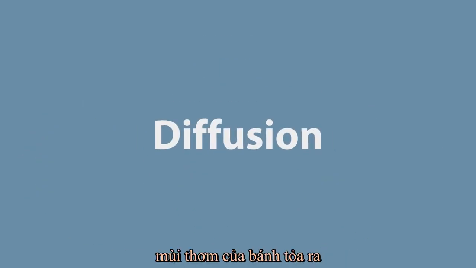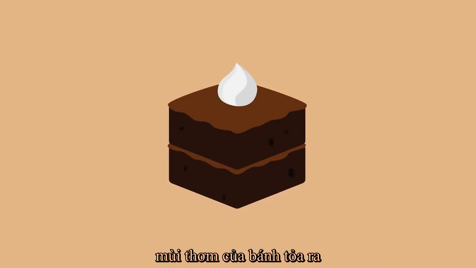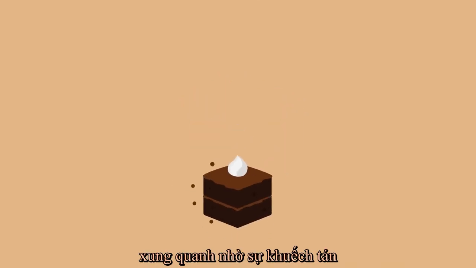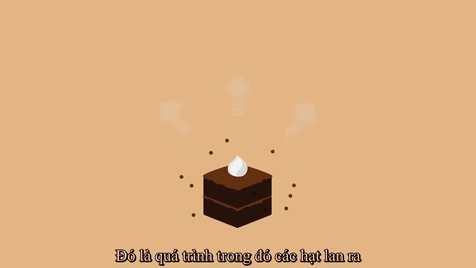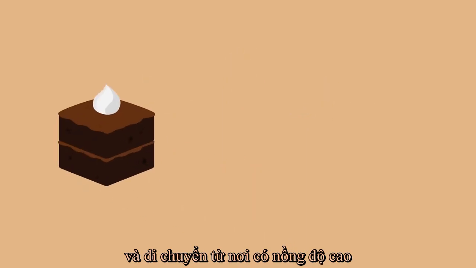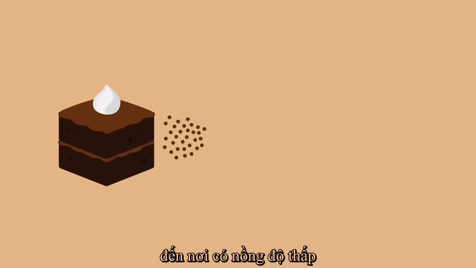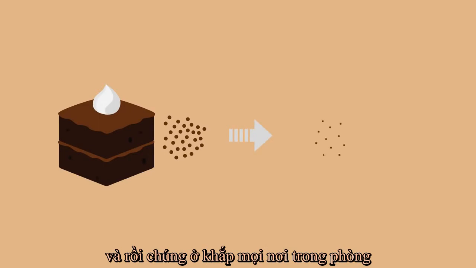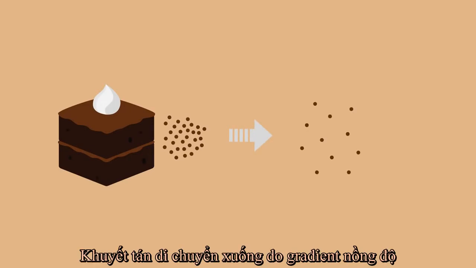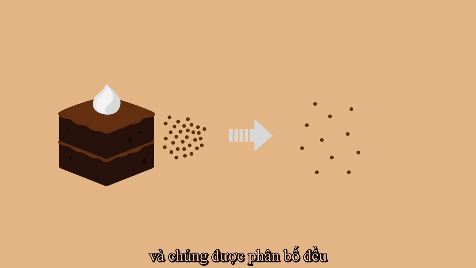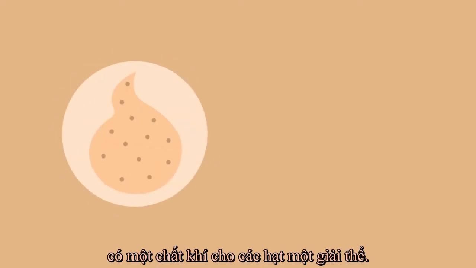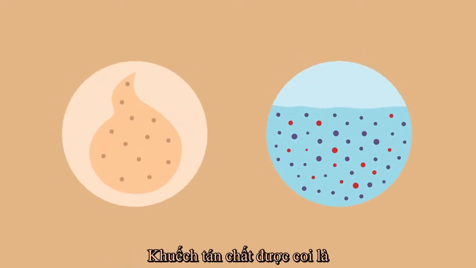Let's start with diffusion. The lovely smells of the cake spread around the room by diffusion. Diffusion is the process in which particles spread out from each other. They move from high concentration, so right by the cake, to an area of low concentration, so everywhere else in the room. In diffusion, particles move down the concentration gradient until they are evenly distributed. For particles to move like this, they need to be a gas, or particles of a dissolved substance.